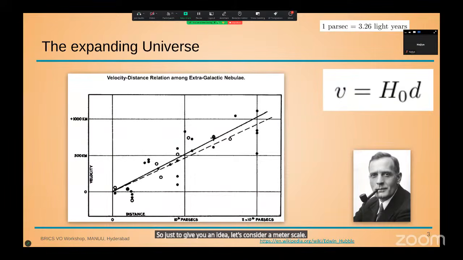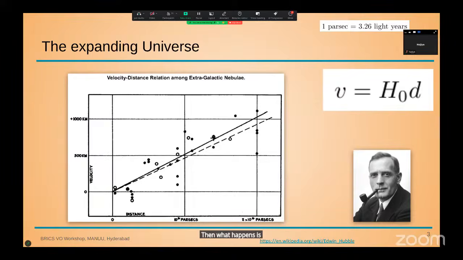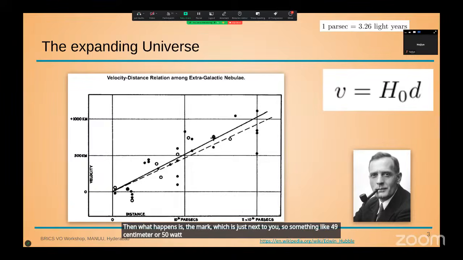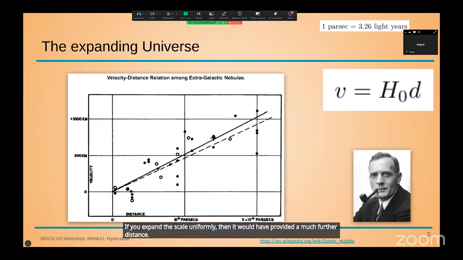And a meter scale has some gradations with markings, right? And let's suppose that meter scale now you uniformly expand. You are sitting, let's suppose, at the 50 centimeter mark. Then what happens is the mark which is just next to you, so something like 49 centimeter or 51 centimeter, within a certain amount of time, it will travel a certain distance. But things which are at 0 centimeter or at 100 centimeter, if you expand the scale uniformly, then it would have traveled a much further distance in the same amount of time.